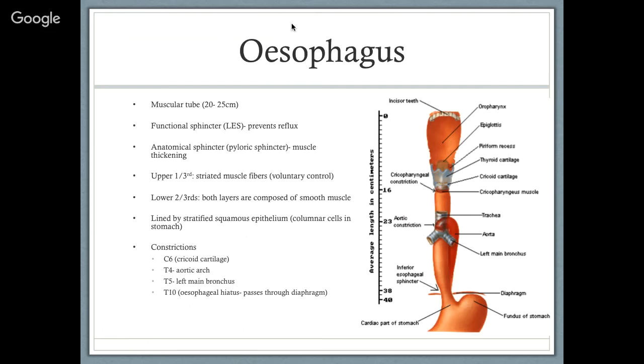Quick anatomy revision of the esophagus. It's a muscular tube. There's two sphincters. There's a functional sphincter and an anatomical sphincter. And know the difference. Again, you'll learn this again in pathology, but know the difference between the upper third and lower two thirds. So the upper third of the esophagus is striated muscle, so it's under voluntary control. The lower two thirds is smooth muscle, so it's involuntary control. And it's lined by a stratified squamous epithelium, which is different to the epithelium of the stomach. And this will become important when we talk about Barrett's esophagus. Also, a number of different constrictions of the esophagus, and they relate to the different anatomical landmarks. So try commit those different constrictions to memory because it's an easy question that they can ask you guys.